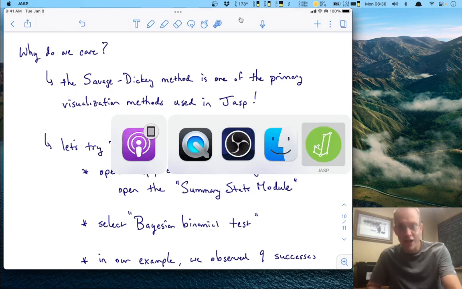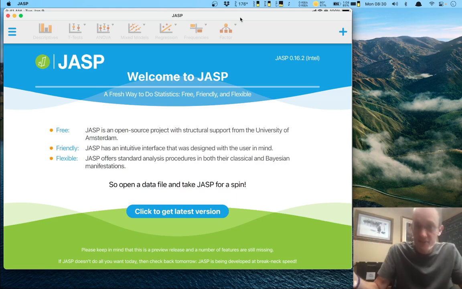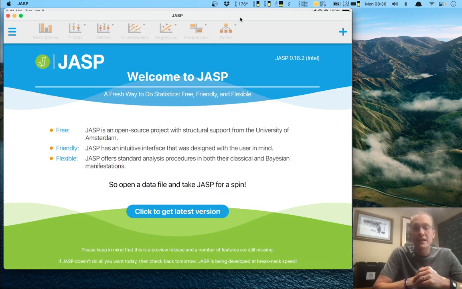So let's open up JASP. There it is, and that's what it looks like when you open it up. Now, we already have some data, right? Let's recall that for the past couple of lectures, we've had this working example where we've got 20 trials and we had 9 successes. So we want to know what's the winning model, what's the Bayes factor, what's the posterior, all that good stuff. Let's do some Bayesian inference.